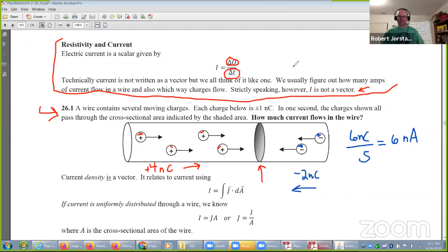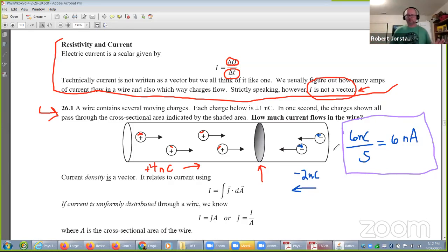And so, strictly speaking, we can't think of I as a vector, but you'd better think of it as a vector. I don't know what to tell you other than negative charges moving to the left is the same as positive charges moving to the right. And that's what this question was supposed to point out. So current is not a vector. It's just the size of the net amount of charge flowing through there. And so that's why we get this funky number 6 and not 2.